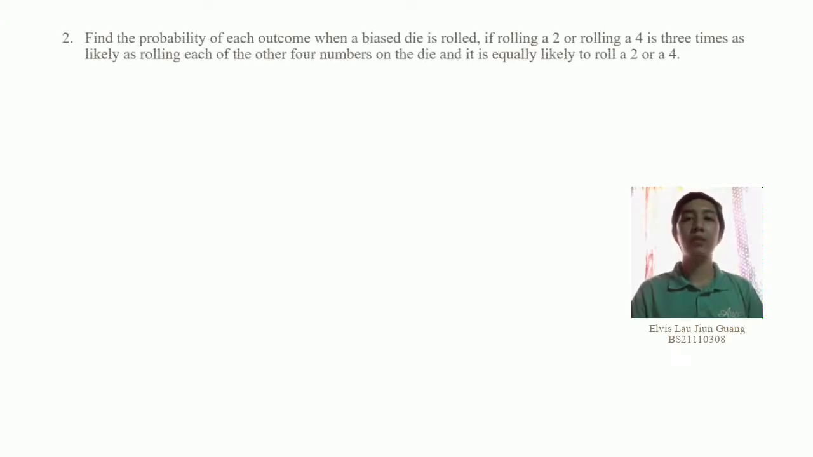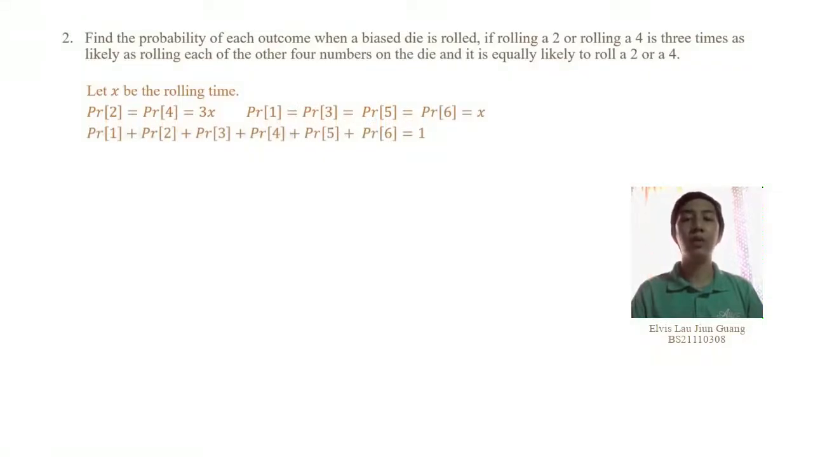Find the probability of each outcome when a biased die is rolled, if rolling a 2 or rolling a 4 is 3 times as likely as rolling the other 4 numbers, which are 1, 3, 5, and 6, and it is equally likely to roll a 2 or a 4. For this question, first we need to set x as the probability of rolling. We know from the question that rolling a 2 or rolling a 4 is 3 times higher than rolling the other 4 numbers, which are 1, 3, 5, and 6.